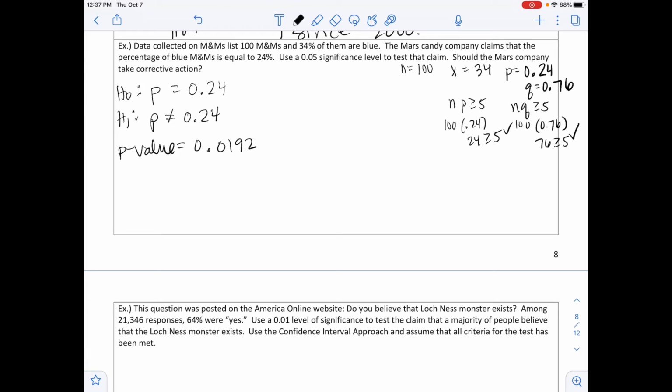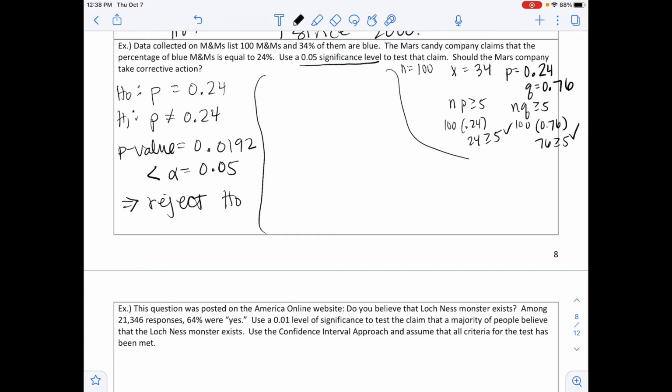0.0192. And we have to compare this to alpha, and alpha this time for our significance level is 0.05, and so this is less than alpha. Our p-value is less than alpha. And since that p-value is lower, the chance of it occurring randomly when the null is true is really small. That means we're going to reject H naught.